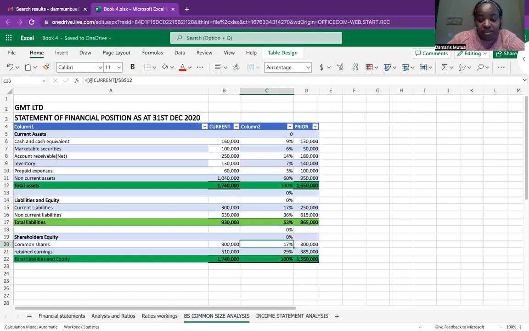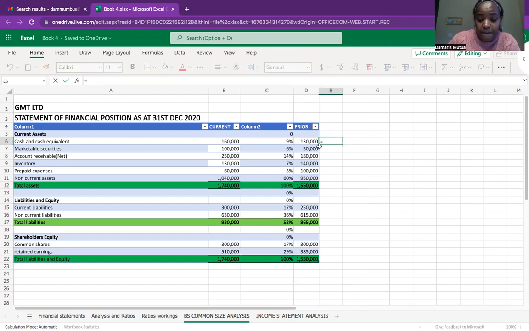But sorry, the common shares is 17% of the total assets. And my retained earnings are 19% of the total assets. I need to do the same for the prior period to be able to compare from one period to the other.